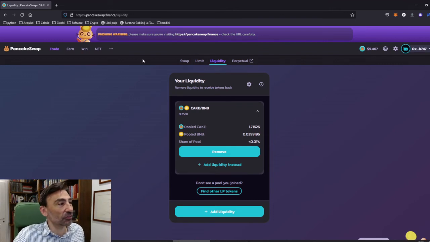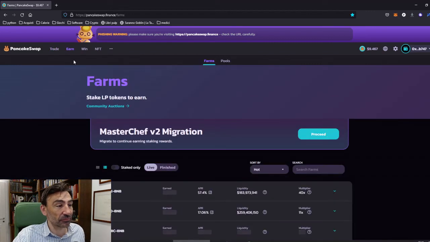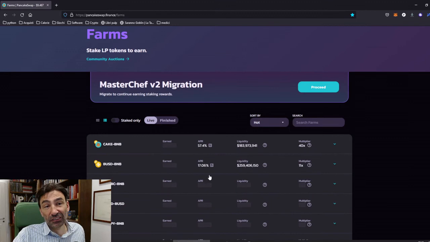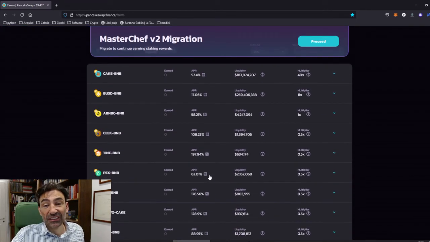If you go here, so I could now either use my liquidity token as a collateral somewhere else, sell it, do whatever I want. But I could do something else. I could put it here, earn farms. And this is something which in standard finance doesn't exist. So if instead of selling or putting as collateral my liquidity token, I leave it inside the smart contract, they give me extra Cake tokens. So you can see I have currently a Cake BNB liquidity token. I can put it here and I will earn something more. How much more? Look.